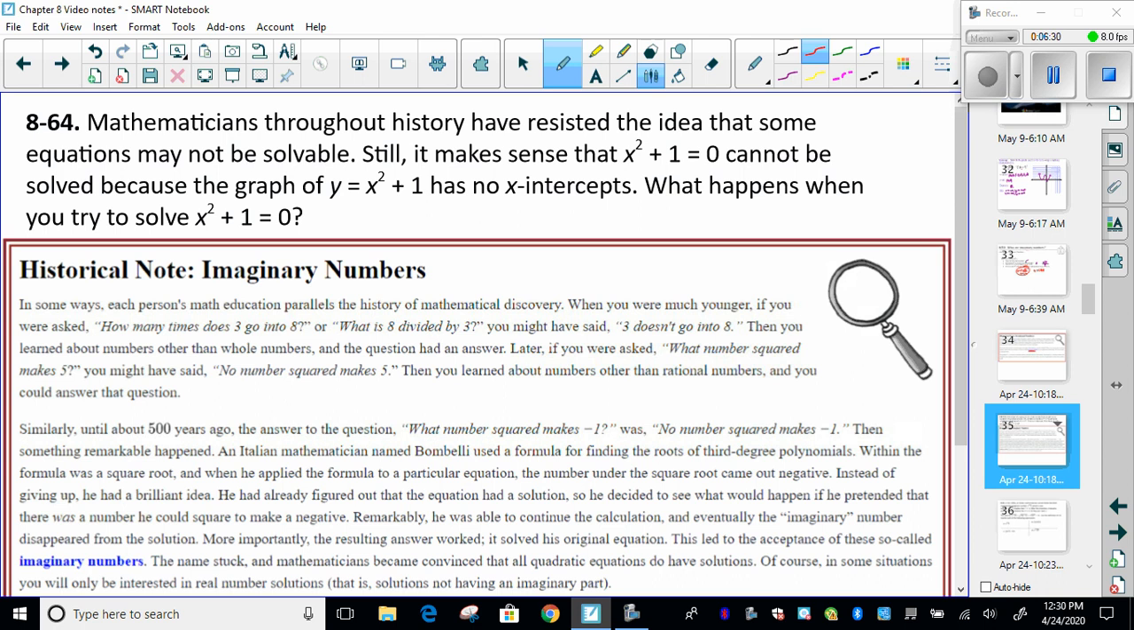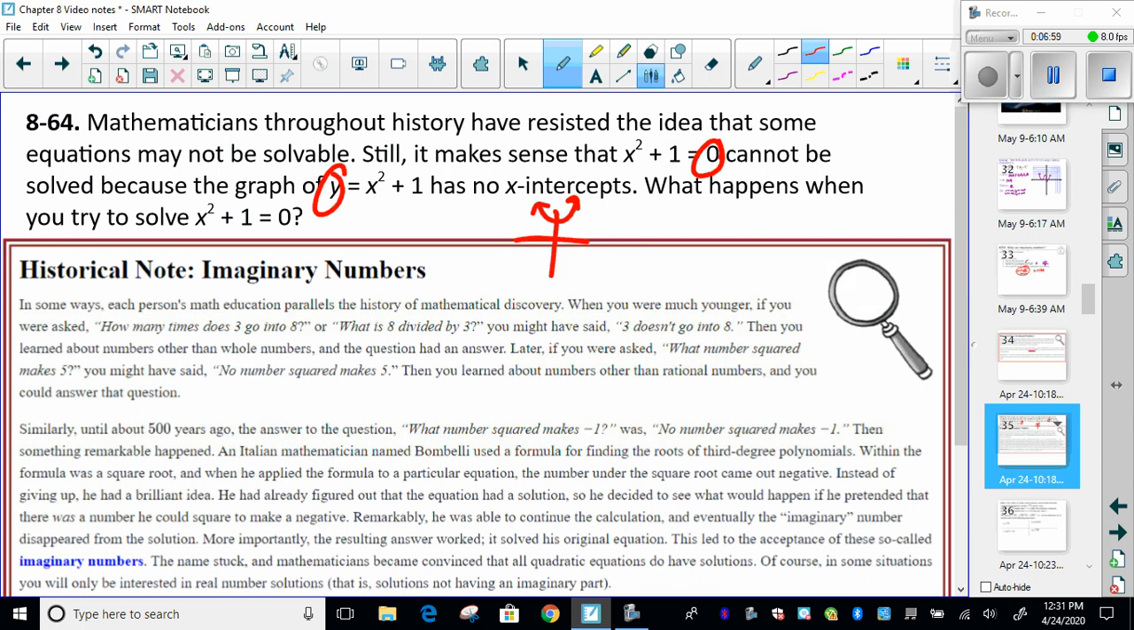So mathematicians resisted the ideas that some equations were not solvable. Because you knew that x squared plus 1 equaled 0, but it can't be solved. Because if you graphed, instead of the 0, if you put y in there, y equals x squared plus 1, sketching that, shifting up 1 unit, there are no x-intercepts. So if we replace 0 with y, there's no x-intercepts. So how do we have solutions to it? Well, we can still solve it. And this is where imaginary numbers came through.